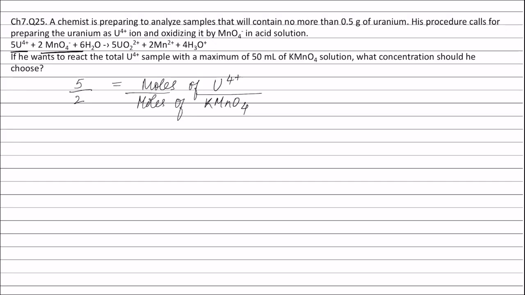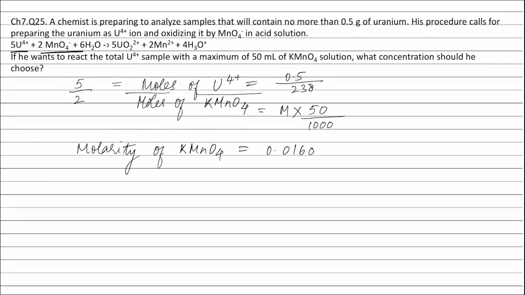Now, moles of U4+ ion is equal to weight of uranium, which is given as 0.5 gram, divided by atomic weight of uranium, that is 238, and moles of KMnO4 solution will be equal to molarity of KMnO4 solution, let it be M, into volume of KMnO4 solution in liters, that is 50 divided by 1000 liters. Solving this equation, the value for the molarity of KMnO4 solution will be equal to 0.0168 M.